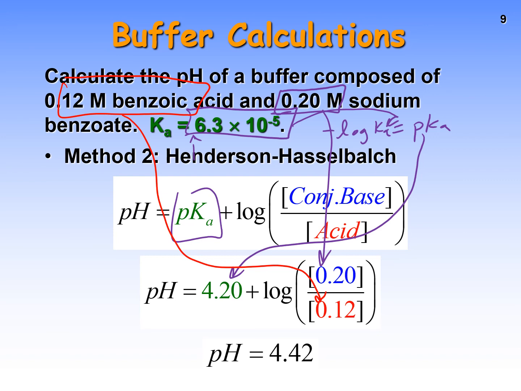So you can see how much simpler it is to use the Henderson-Hasselbalch equation than solving the ice table. This is definitely a shortcut. It only works when we have a buffer, and when we can use the 5% rule. In this case, both are true.